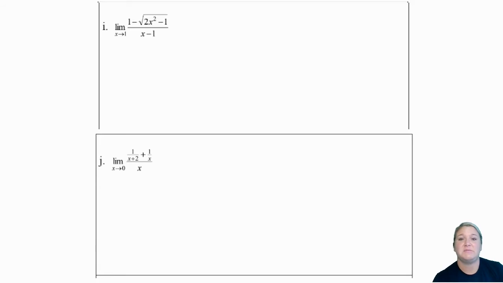All right, so this one's going to be a little bit different because we're still multiplying by the conjugate, but we have it flip-flopped. Where it gets a little bit different is where I'll chime in, but I'm just going to work through it so you can see how this goes.